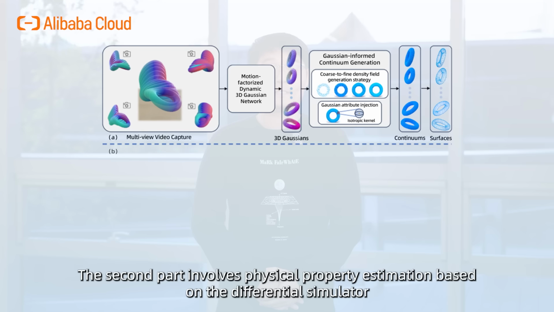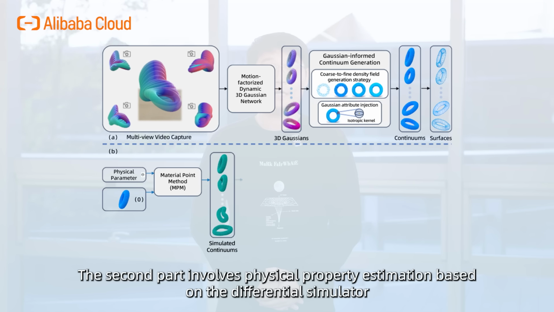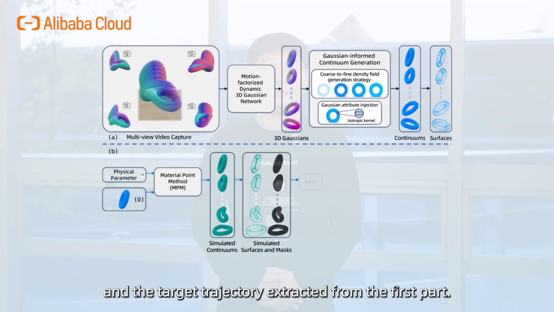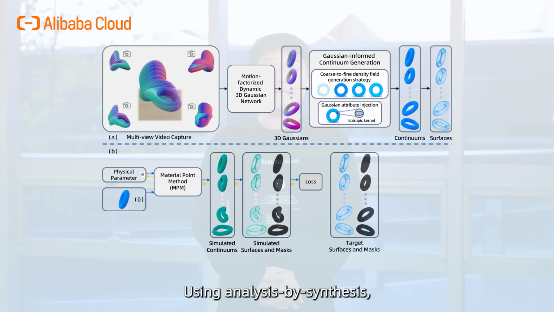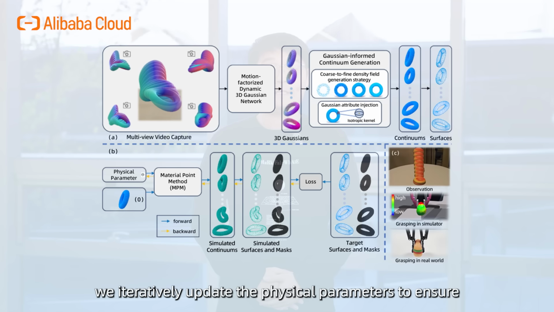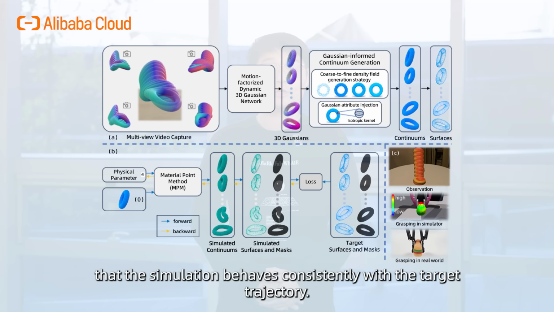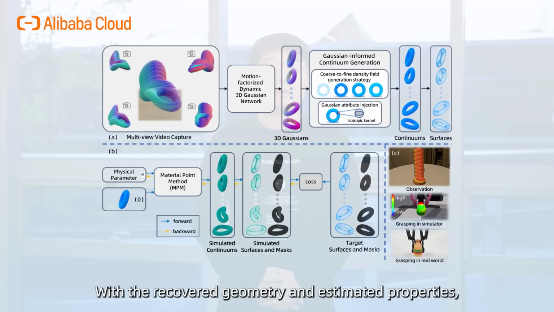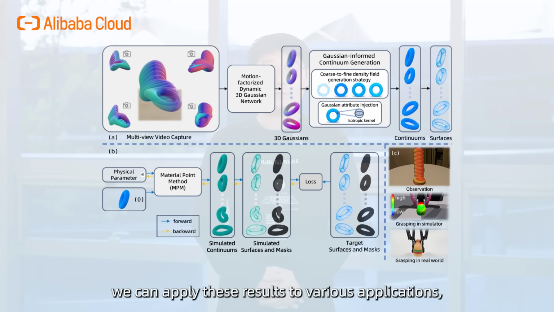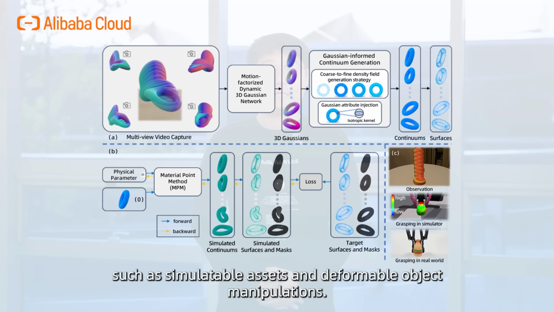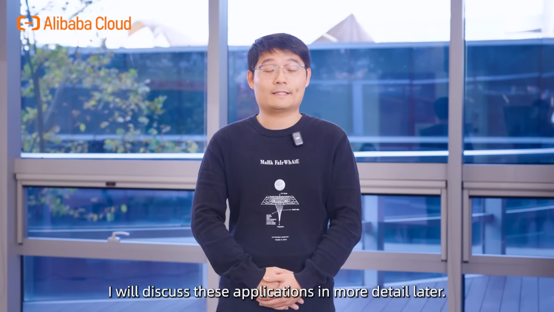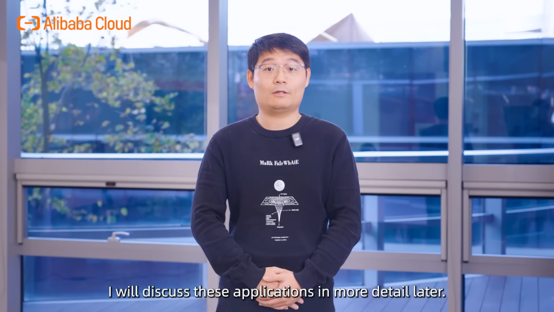The second part involves physical property estimation based on the differentiable simulator and the target trajectory extracted from the first part. Using analysis by synthesis, we iteratively update the physical parameters to ensure that the simulation behaves consistently with the target trajectory. With the recovered geometry and estimated properties, we can apply these results to various applications, such as simulatable assets and deformable object manipulations. I will discuss these applications in more detail later.